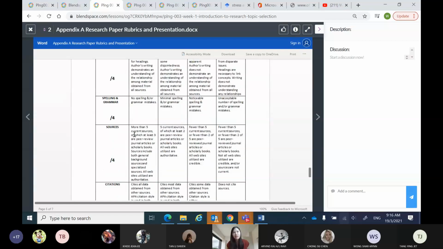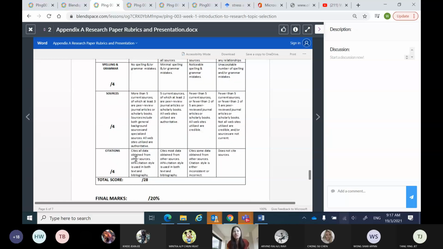And then next is spelling and grammar, and then sources. There must be at least 5 current sources. I kept telling you that it must be 7 years or more current. I want current sources because outdated sources are just outdated. They are no longer relevant to us. But does that mean you cannot use outdated sources? No, you can still use them, but don't use so many of them. Use more current sources that are related to your topic because they are the most up to date.